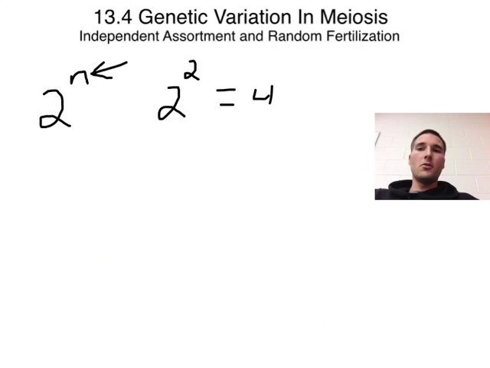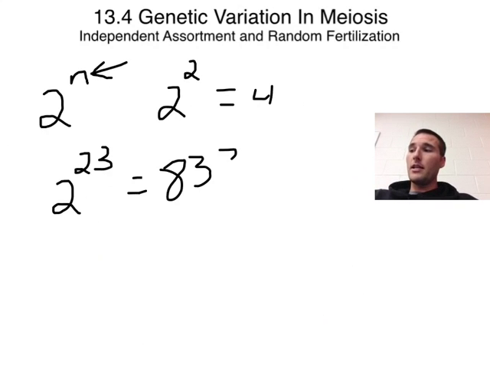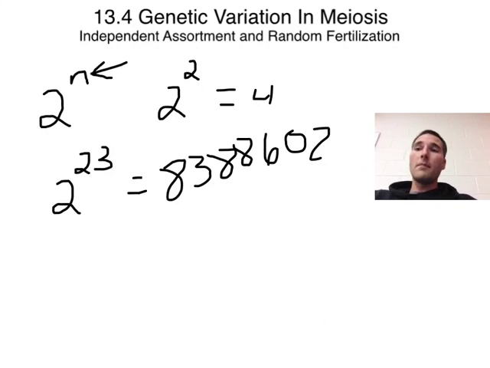If we throw that into humans, again, 2 options for each pair of homologues, we've got 23 pairs of homologues, okay? So that means we've got 2 to the 23rd, which the book rounds to 8 million, but it's actually 8,388,608. What that means is for you, if you're a guy, that means you could make 8,388,608 different types of sperm just based on the idea of the chromosomes lining up independently of each other. If you're a female, you can make that many different types of eggs, okay? That's a lot of differences there.